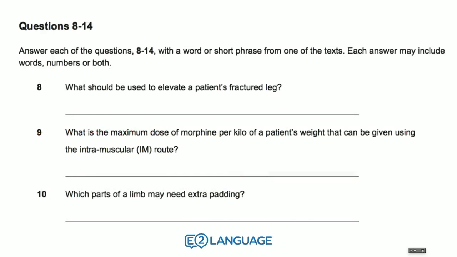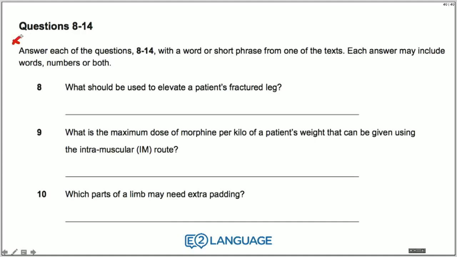So let's look at number 8. Actually, let's go back. Let's read the instruction. It says, answer each of the questions with a word, one word, or a short phrase. It might be, say, 2 to whatever. It might be 2 to 5 words from one of the texts. Each answer may include words, numbers, or both.